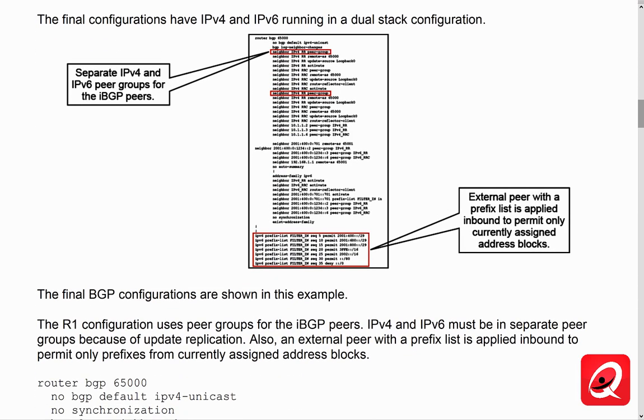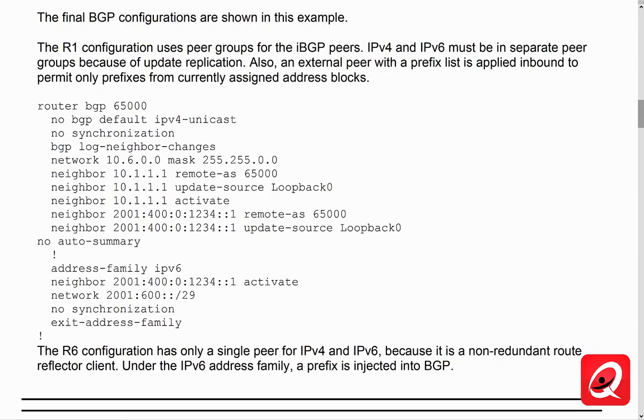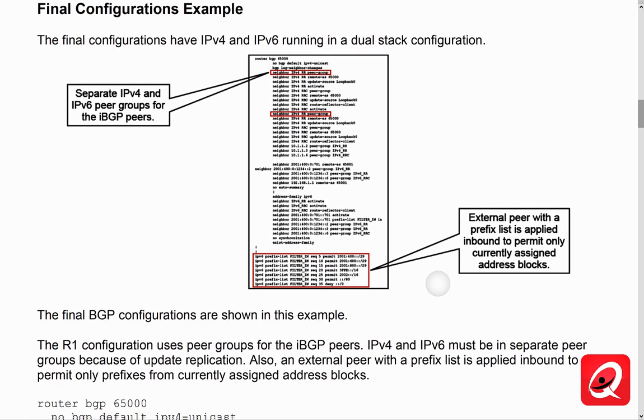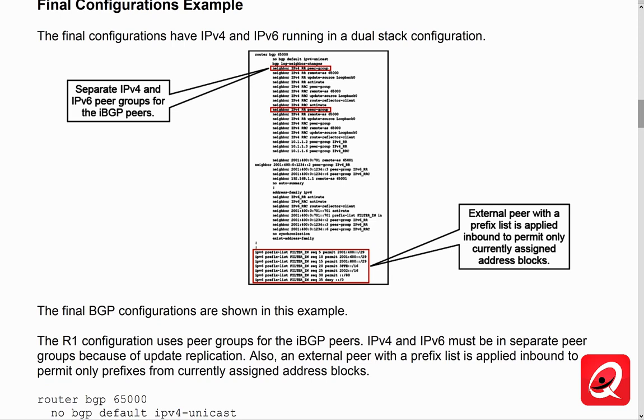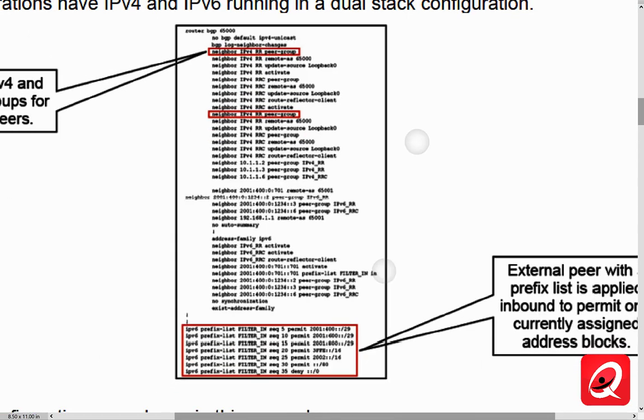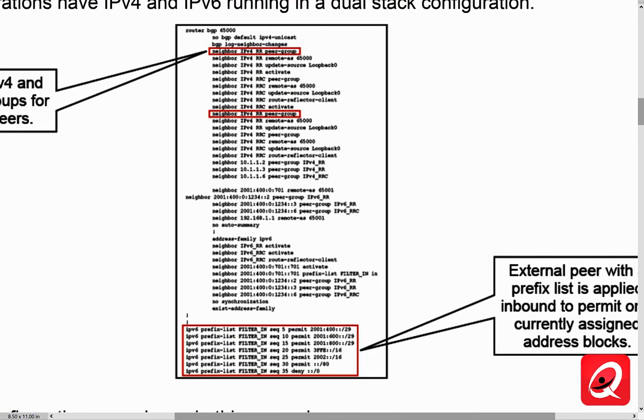So this is the final configuration example. A little bit hard to read. I think it's actually listed down here, but no, they don't have the whole thing there, but the final configuration is listed here in this example. External peers with a prefix list applied to the inbound to permit particular address blocks. If I zoom in here, we've set up a peer group. The peer group configuration allows me to apply common characteristics or common configurations to particular neighbors, so we don't have to duplicate configurations over and over again.